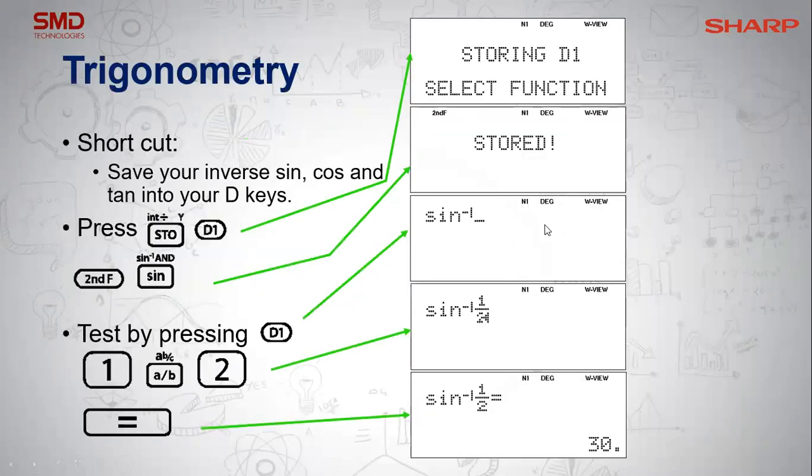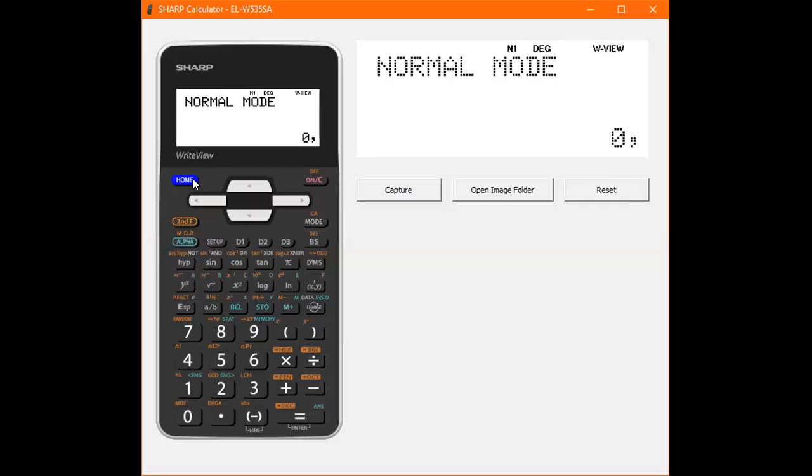Okay, so trigonometry, there are some really nice shortcuts here. Let me show you this one. You're going to go back home. Home just takes you back to normal mode from whichever other mode you are in. Okay, so we have these keys here, D1, D2, D3. These are your shortcut keys.